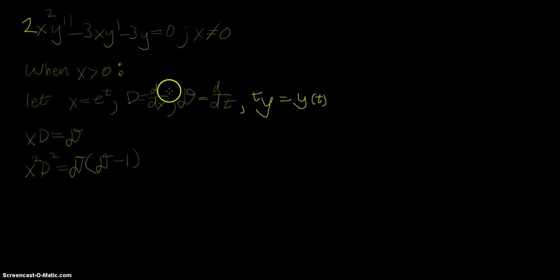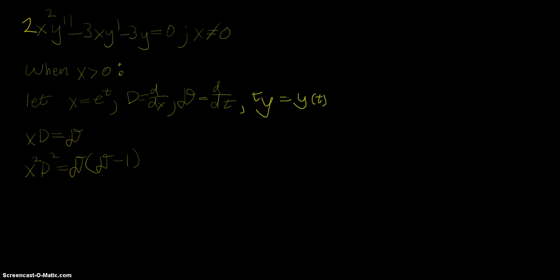D will represent the derivative with respect to x. Script D will represent the derivative with respect to t. And this pre-superscript t y will represent a function y of t, just to save time in writing out. So these being the conditions, x times D will be script D, x squared D squared will be script D times script D minus 1.